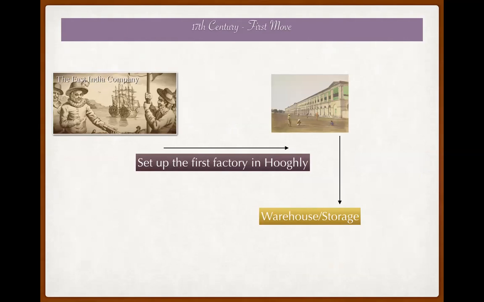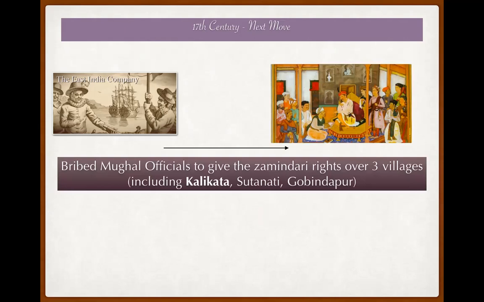It's not a factory to actually make or produce goods. It's rather a storage factory or warehouse wherein whatever goods were purchased by all these merchants can be kept in one place. Now, what happened thereafter was that the officials of the East India Company bribed the Mughal Empire at that point of time to have the zamindari rights over three villages. So, with the zamindari rights, whatever goods are produced in these three villages will belong to the East India Company.